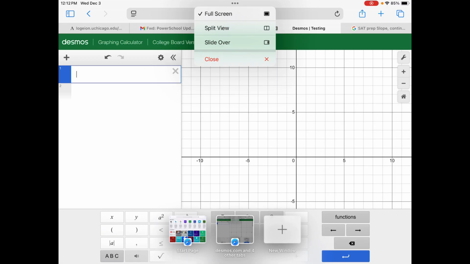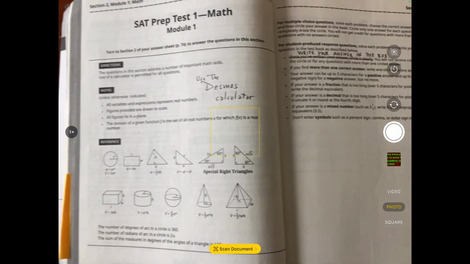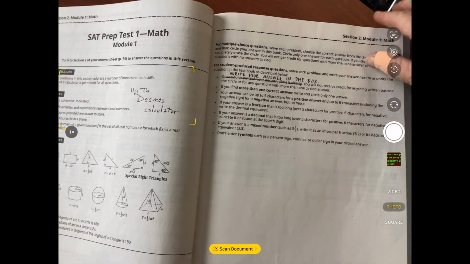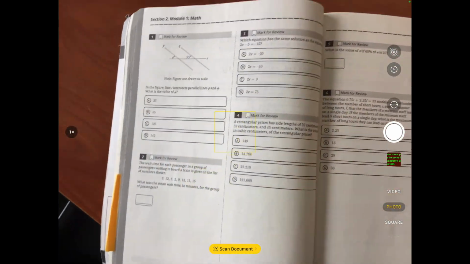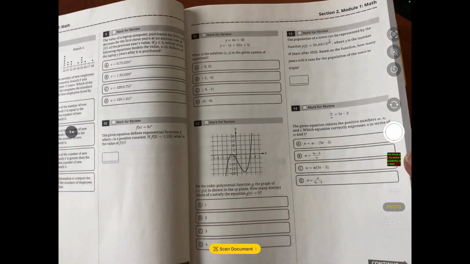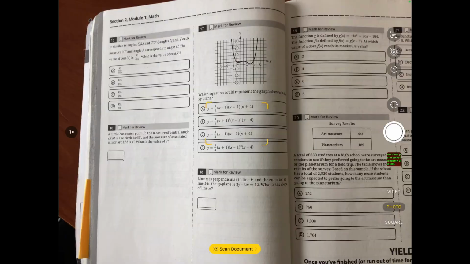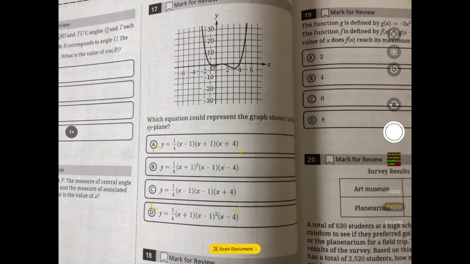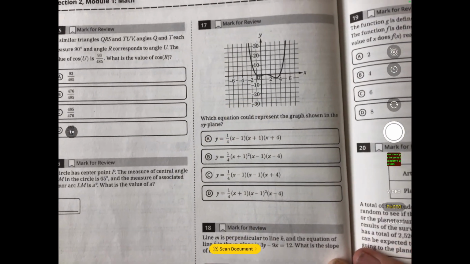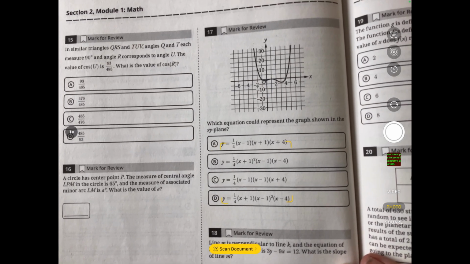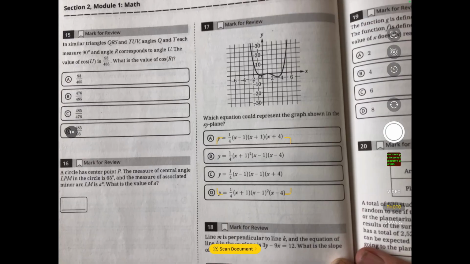Your next step is going to be to go back to your practice test. What I will want you to do is to find a question from your practice test that you can use the Desmos calculator to solve. Page through it. Just like when you're taking the actual SAT and looking for problems you can solve with the Desmos calculator, you're going to find a question that's going to ask you exactly the same thing. Which equation could represent the graph shown in the xy plane? The equations are more complicated, but you can use the exact same technique to solve them.